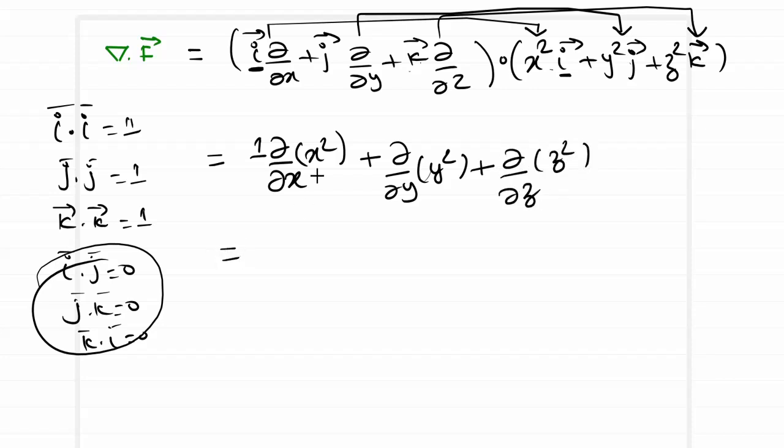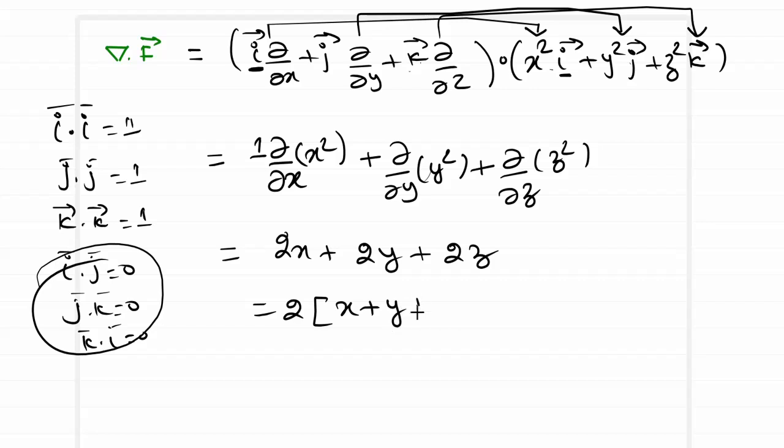Now let us partially differentiate this quantity. x on differentiation gives us 2x, y on differentiation gives us 2y, and z on differentiation gives us 2z. So 2 can be taken outside as common. You will have x plus y plus z. So what is this quantity now? This is my required del dot f vector.